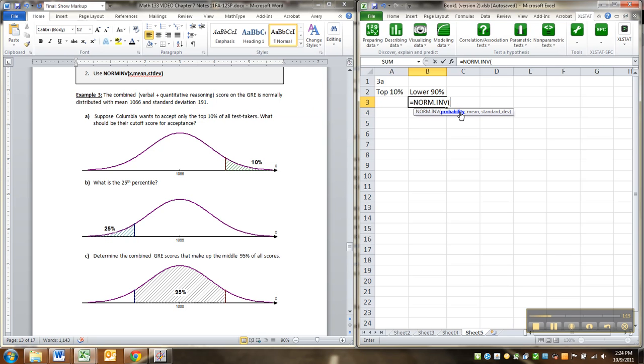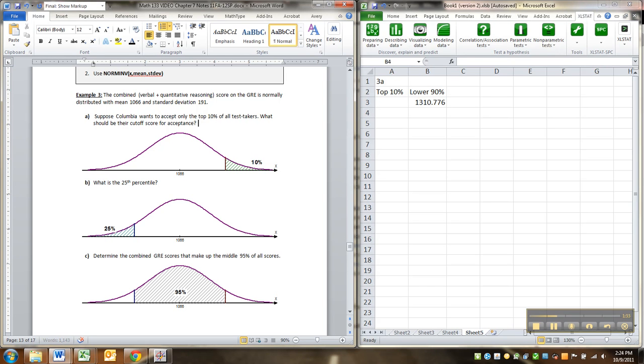And then you say the probability. Well, the probability has to be the left tail probability, always to the left. So I can't put in 0.10, I have to put in 0.90. And then the mean was 1066, the standard deviation was 191. No true or false to even put in. Enter. And there you go. You have to score a 1311. You can't do 0.76 on the test.